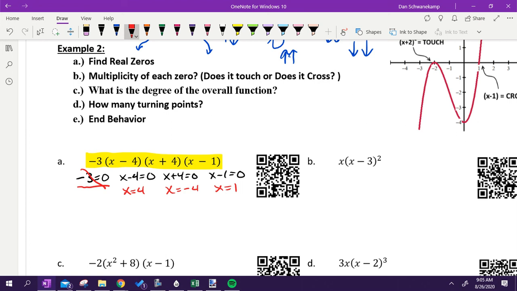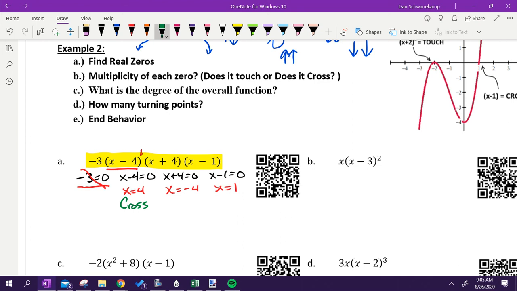Part B says the multiplicity of each. Does it touch or does it cross? x minus 4, to determine multiplicity, remember, we're thinking, how many times does that answer happen? How many times does x equals 4 happen on this graph? Just once. It's just to the first power right there. If it wrote x minus 4 two times or it was squared, then it would happen more than once. Here it just happened once. And so is it going to touch or cross? Cross. It is an odd multiplicity, and so we are going to cross.